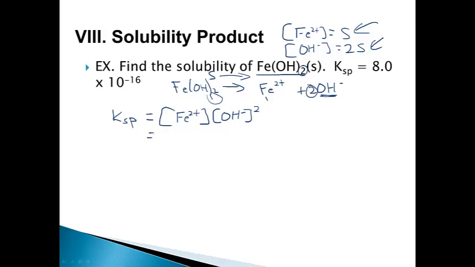Okay, now look and see what you have. Fe2+ is equal to S. OH- is equal to 2S. Then it says to square it. Okay, which means the Ksp is equal to S times 4S squared, which means that's equal to 4S cubed.